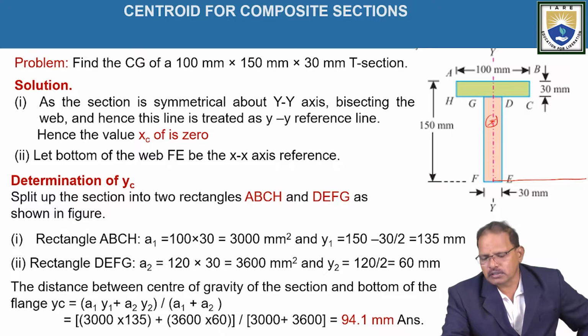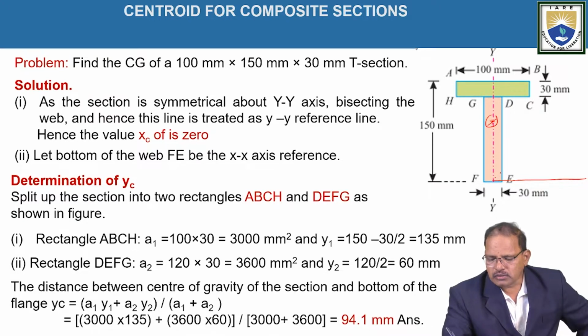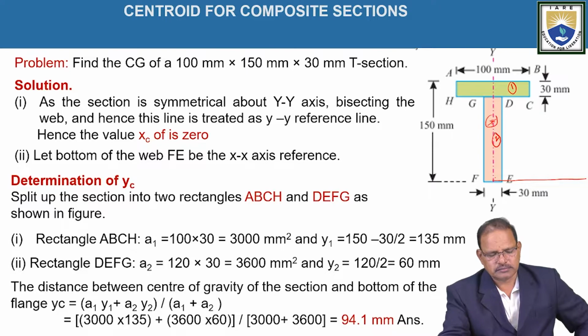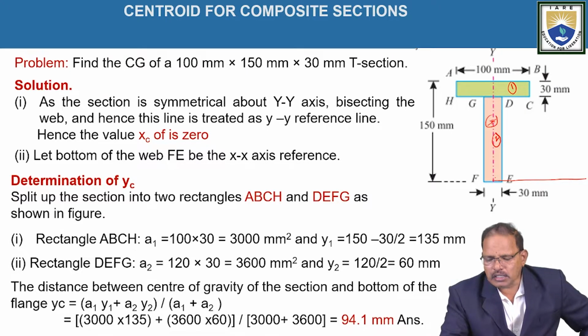And so this figure, the T section, can be re-modified into two rectangles, which are represented here in two colors as shown in the figure, 1 and 2. Here ABCH is the first rectangle, represented as 1. The second rectangle is represented here as GEDF, 2.